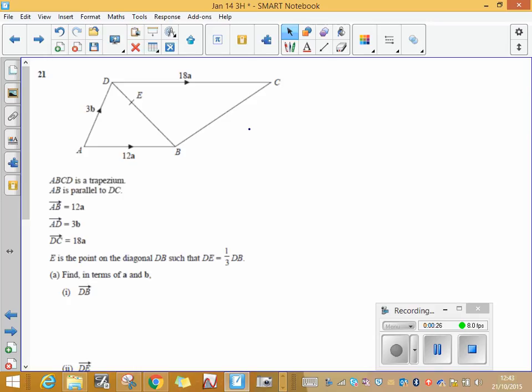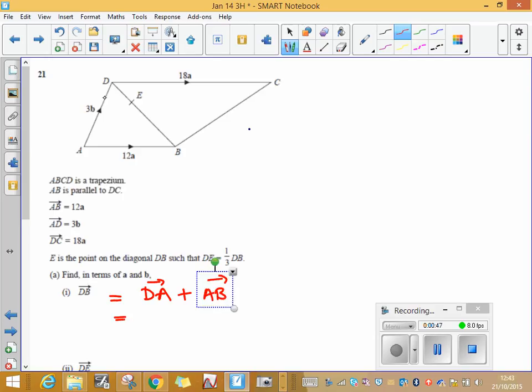Okay, first of all, to find DB. Well, to go from D to B, I don't know what it is in terms of little a and little b, but if I go from D to A, and then I follow that, which remember for vectors means adding, so DA plus AB. Okay, so the vector DA, well, 3b goes from A to D, so DA is going to be minus 3b plus AB, which is 12a. So I'm going to write now that DB, it's really useful to remember what it is you found, is 12a minus 3b.